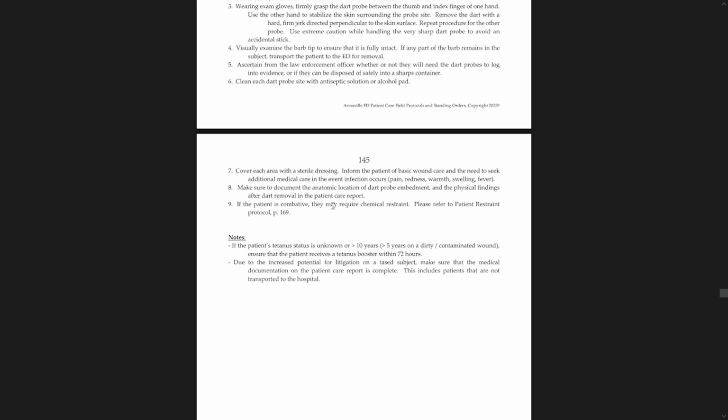If the patient is combative, they may require chemical restraints. Please refer to Patient Restraint Protocol on page 169. Note: if the patient's tetanus status is unknown or greater than 10 years, ensure that the patient receives a tetanus booster within 72 hours. Due to the increased potential for litigation on a tased subject, make sure that the medical documentation on the patient care report is complete. This includes that patients are not being transported to the hospital if it pertains to this case.